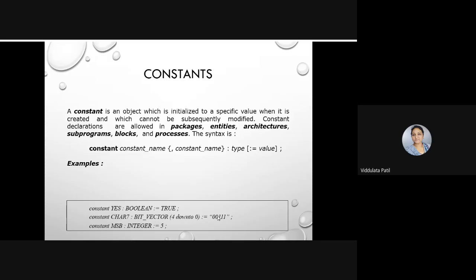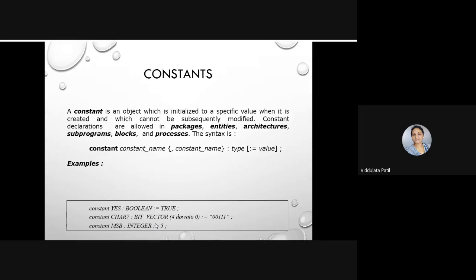Now whenever it is a vector, at that time when you mention these values you need to put a double quote, as I have explained earlier, and if it is a single bit then you need to specify it with a single quote. And then there is one more example, that is constant MSB, which is an integer and having the value 5.